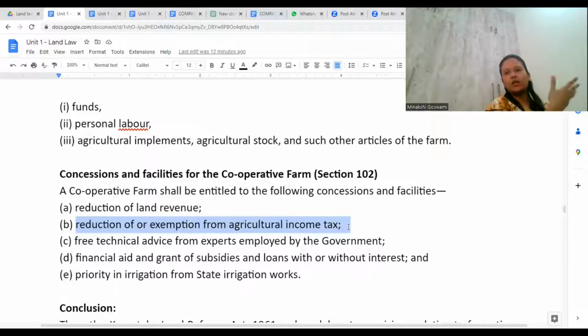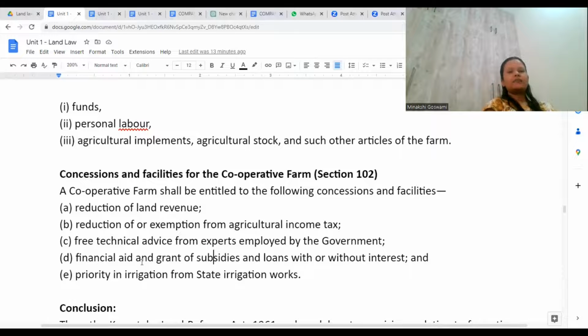These nurseries and all which you see, right, where people would sell plants and stuff, there also it is exempted from income tax. So many people, just to pay less income tax, open a big nursery also, right? Like that, there is exemption or reduction from agricultural income tax as well. Free technical advice from expert employees by the government. So expert employees are also appointed by the government, and from there they would get some technical advice as well related to how they can make more out of this cooperative farm.